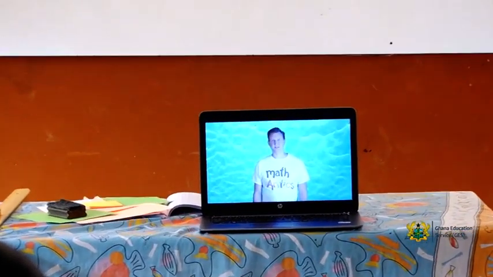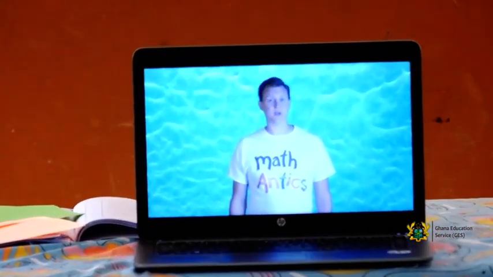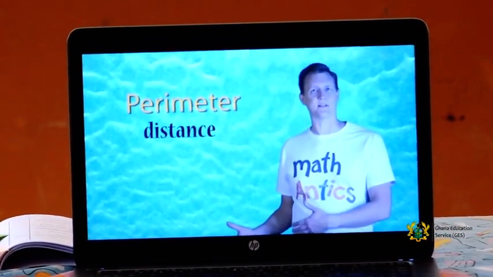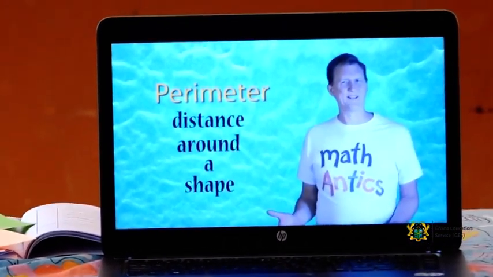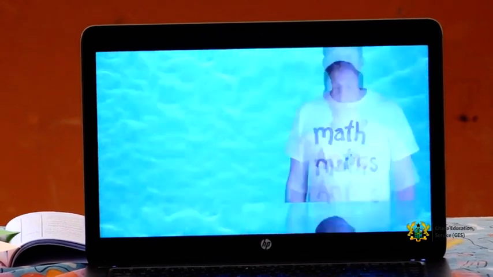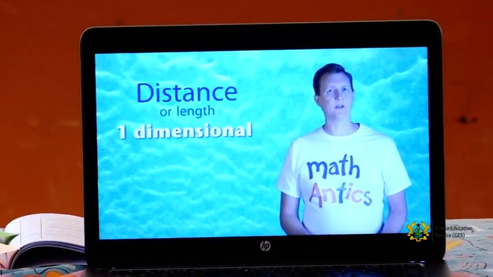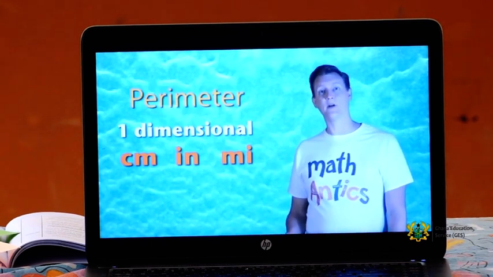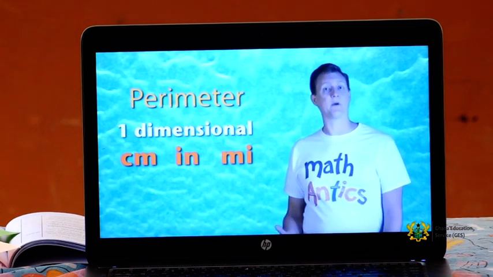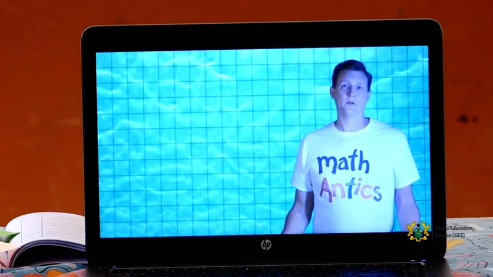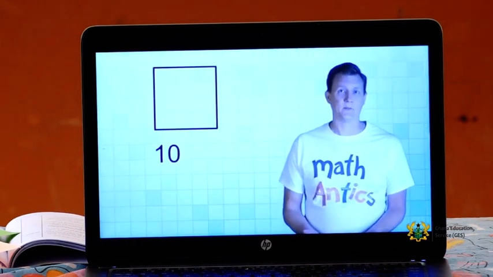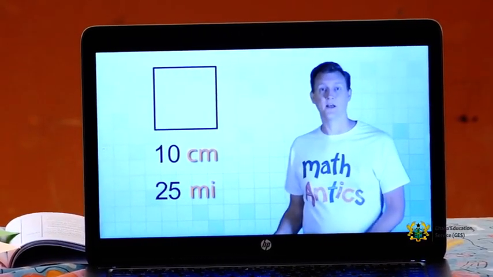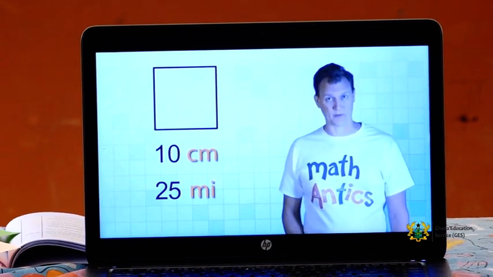Hi, welcome to Math Antics. In this lesson, we're going to learn about an important concept in geometry called perimeter. Perimeter is just a fancy math term that means the distance or length around a shape. But what exactly does the distance around a shape mean? Well, distance or length is a one-dimensional quantity that we can measure with units like centimeters, inches, or miles. That means that perimeter is also a one-dimensional quantity that we can measure with units of length. For example, the perimeter of a shape wouldn't be just 10, but it could be 10 centimeters. Or instead of being just 25, it could be 25 miles. The units are really important when you're talking about perimeter.